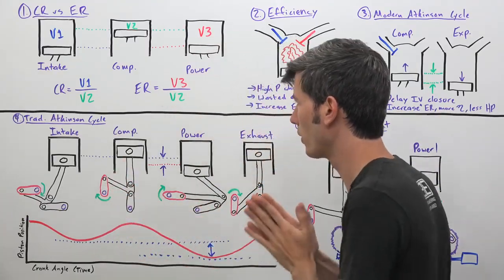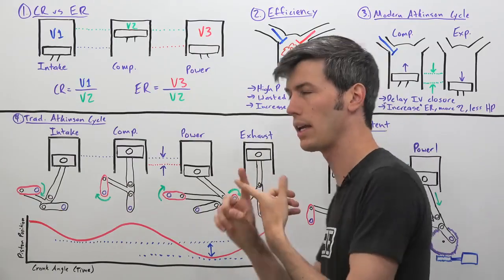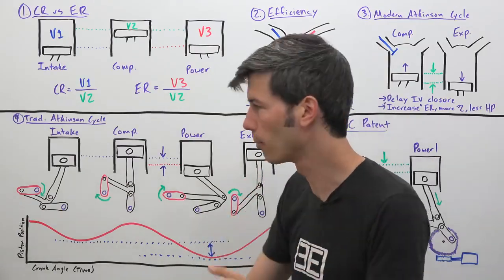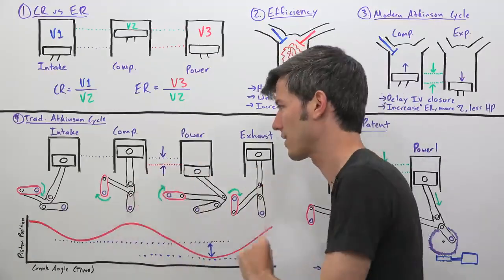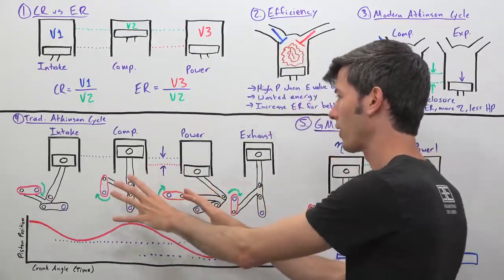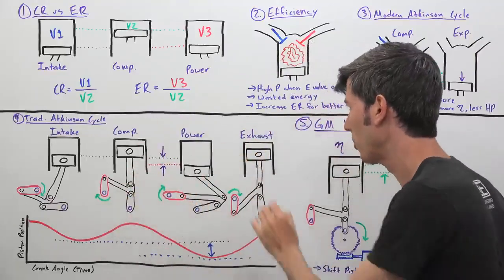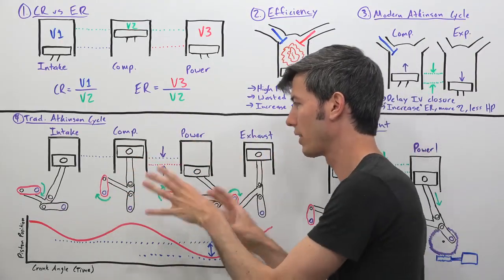And so how do they do this? Well, in order to understand the independent expansion ratio and compression ratio portion of it, we need to understand a traditional Atkinson cycle engine. And this probably looks fairly complicated. It's not. It's actually pretty simple how this engine works, and we're going to get through it.